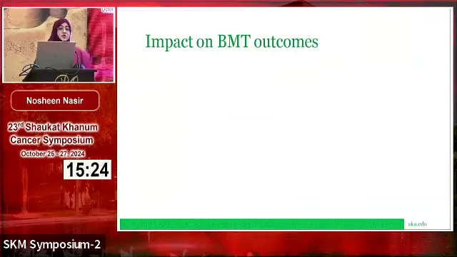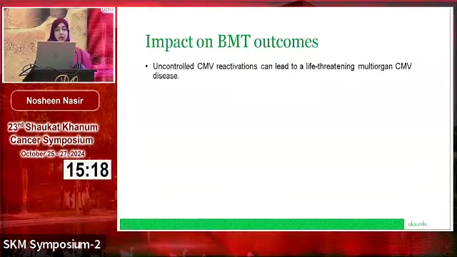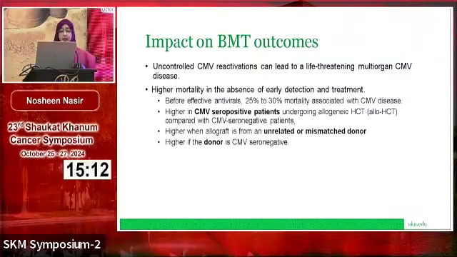So that brings us to understand why we are discussing CMV today, because there is a major impact on BMT outcomes. Uncontrolled CMV reactivations can lead to life-threatening multi-organ disease. And the higher mortality is in the absence of early detection and treatment. Before effective antivirals, it was attributed to 25 to 30% mortality in those in whom CMV disease developed.